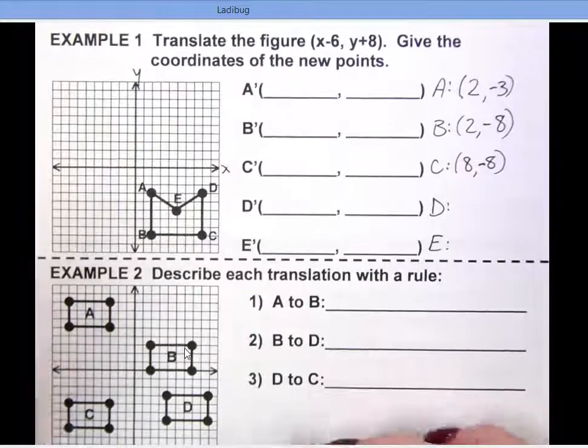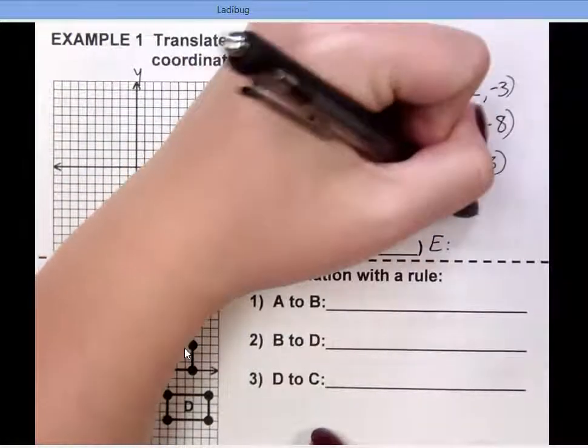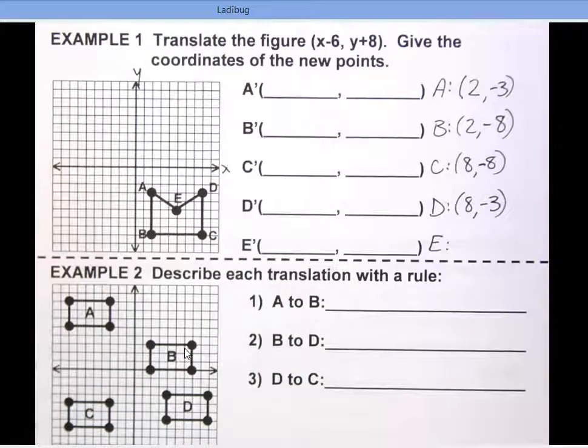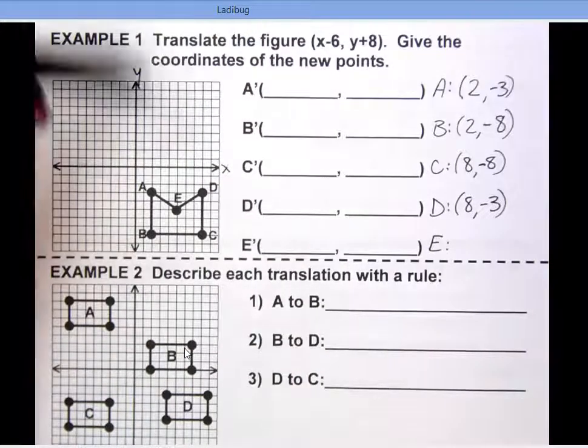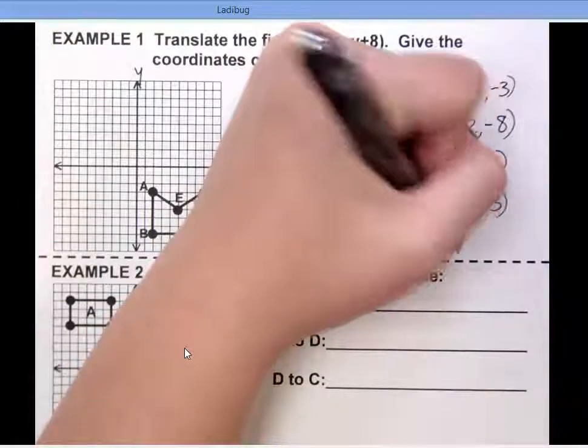Okay, sorry about that. Let's get point D and point E. So for point D, it goes to the right 8, it goes down 3. And then the last one, point E, you count right 5 and down 5.